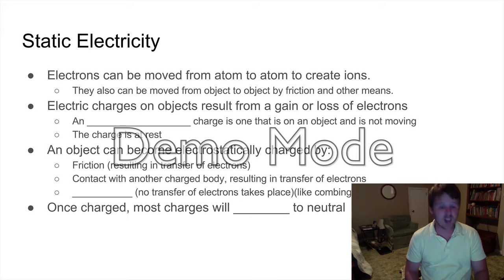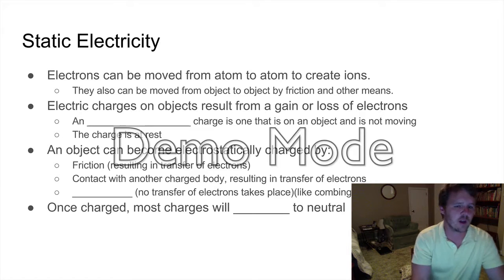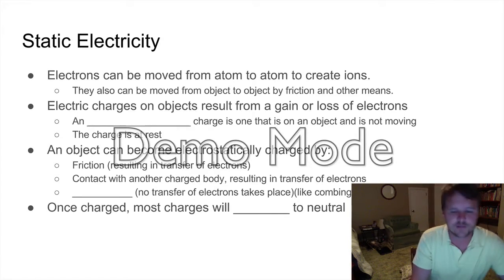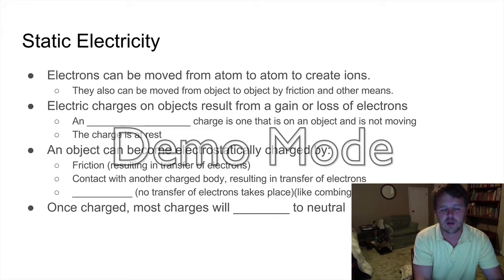So an object can become electrostatically charged 3 ways. You're not going to be tested on this because it's a little too confusing, but it's either by friction, contact with another charged body, or induction, which is no transfer of electrons. That's kind of like when you charge a balloon and you put it up against the wall. The balloon's attracted to the wall even though it didn't give it any electrons. What that balloon did was push electrons away at the wall, so the wall ended up positive for a second, and the balloon was attracted.